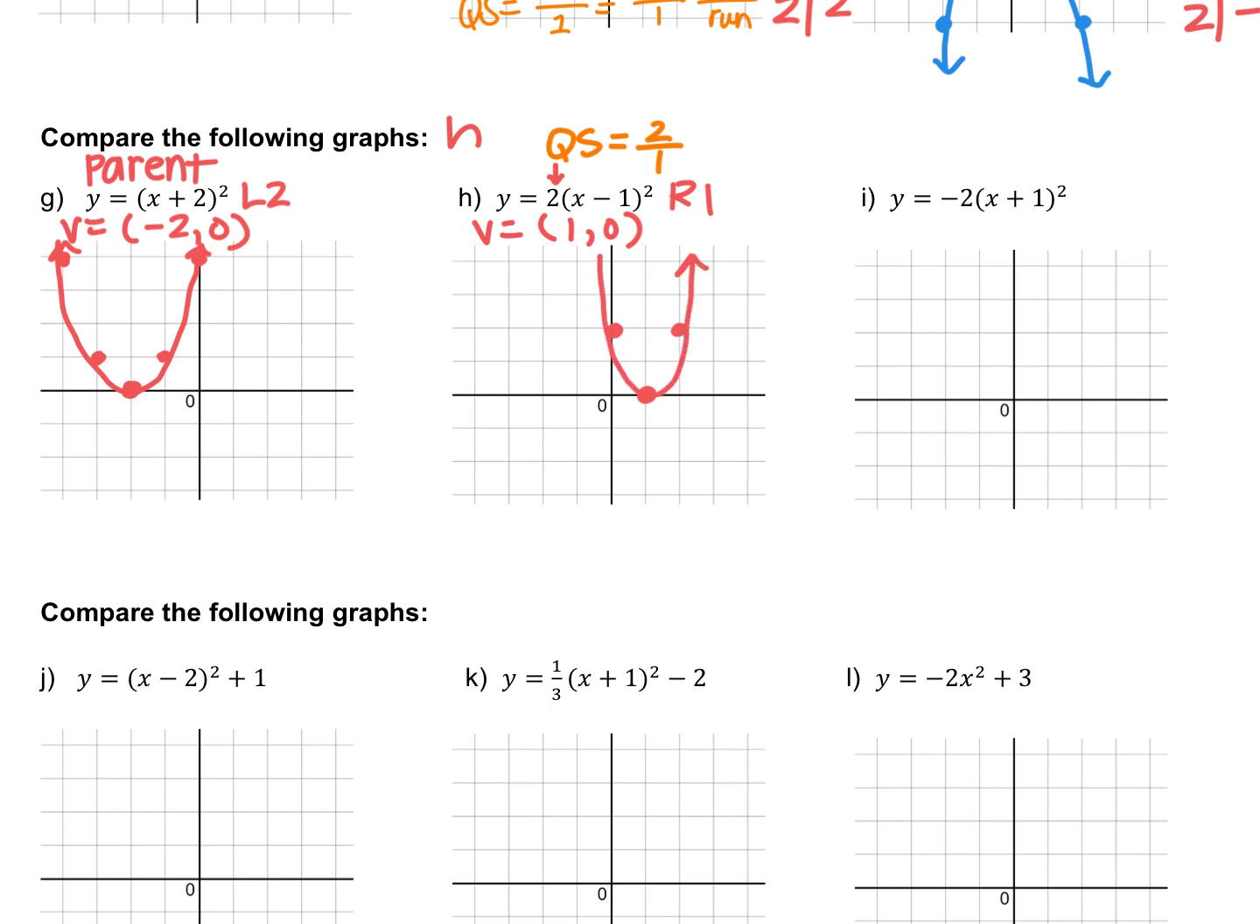So for the next one, I have a plus 1. So that means I'm going left 1. So my vertex is at -1, 0. And then I have a -2. So that means my quote slope is -2 over 1. So from my vertex, I go down 2, right and left 1. So the point of that -2 is literally just like the slope. Yes, that's it. The quote slope.